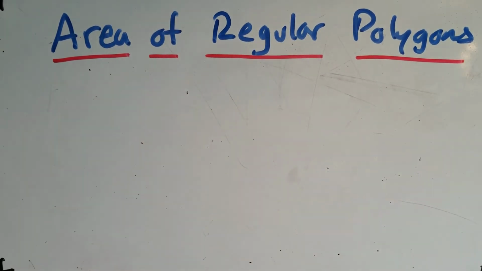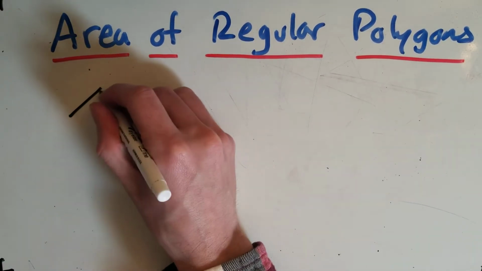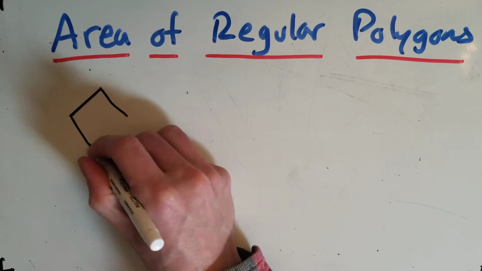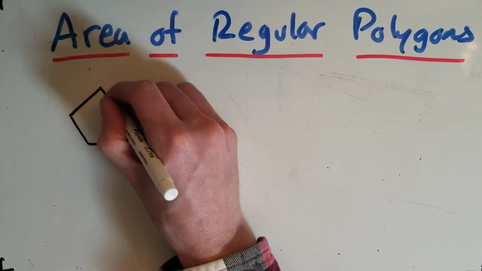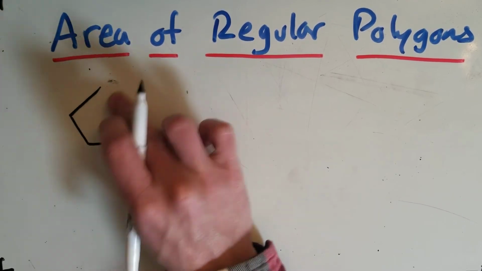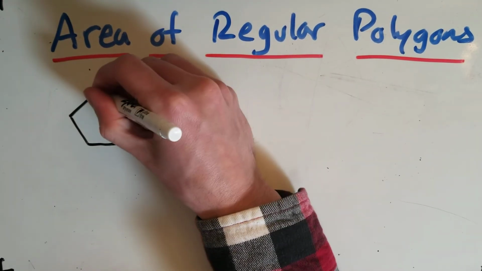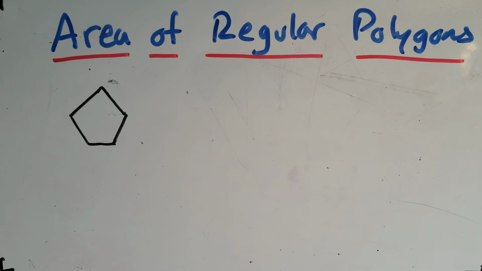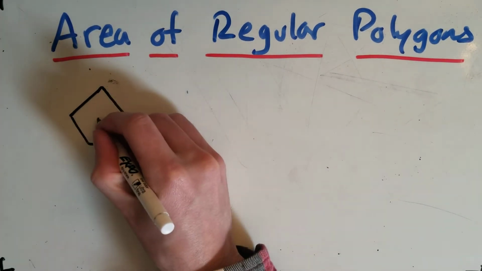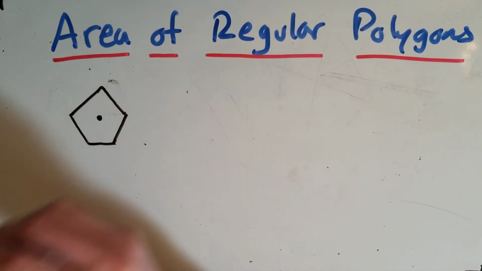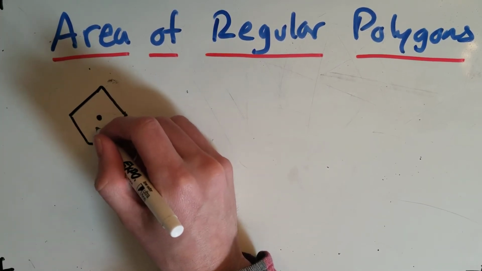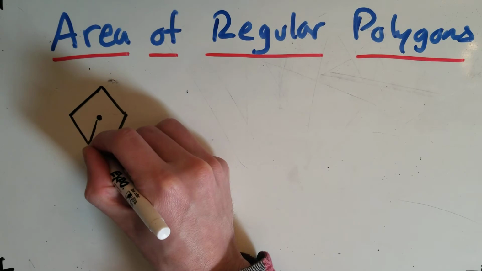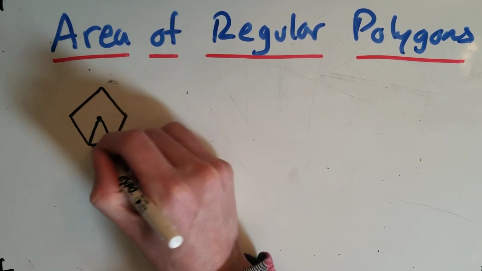So let's go ahead. I'll do a pentagon this time. Try to make a general formula. Let's say we have a regular pentagon, and we are trying to find the area of this shape. So let's say we take the center of the pentagon and let's focus on one triangle.